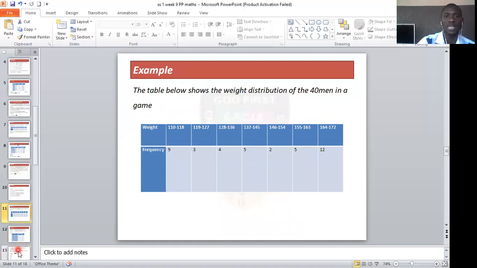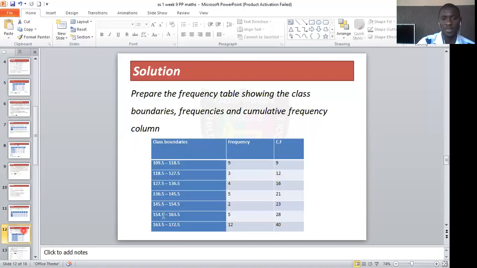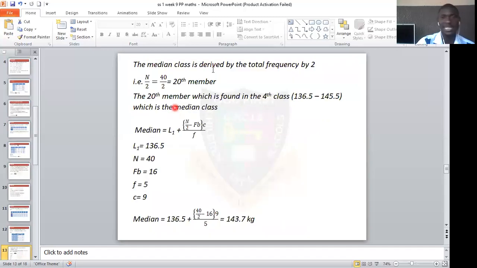This is how you prepare your median class. Start from here, this is the frequency table. The first thing you prepare to get to the median class is the total frequency divided by 2. The total frequency is 40, that is N equals 40, divided by 2, which is 20. So how do you get the 20th member?